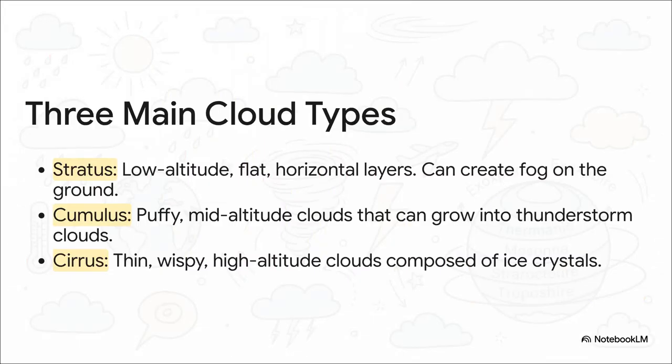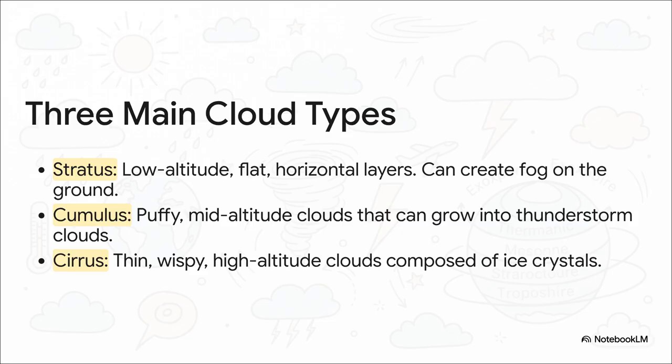And when you push air up, you get clouds. Here are the three main types you'll want to recognize. Way down low, you have stratus clouds. Think of those flat gray sheets that cover the whole sky on an overcast day. In fact, if they're on the ground, that's just fog.